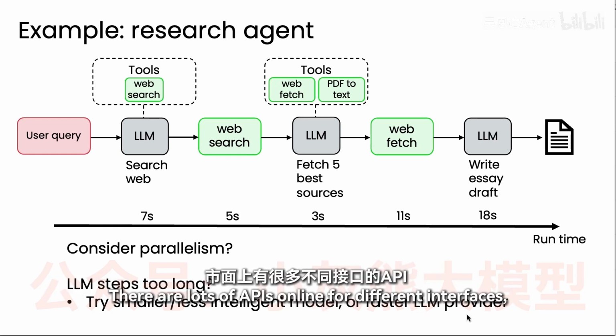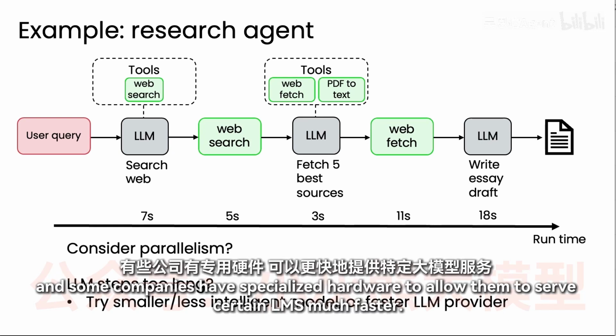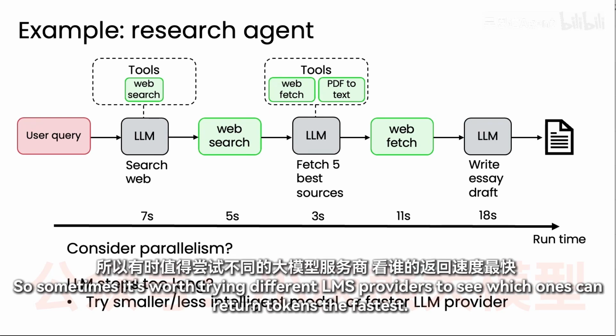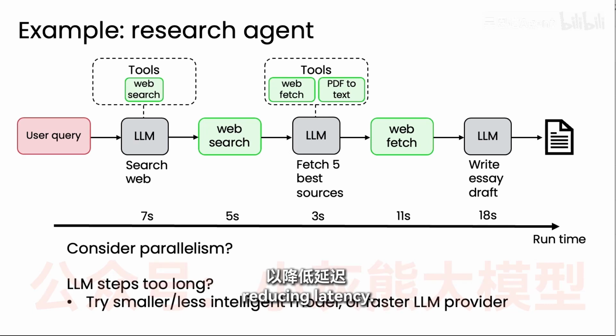There are lots of APIs online for different LLM interfaces, and some companies have specialized hardware that allows them to serve certain LLMs much faster. So sometimes it's worth trying different LLM providers to see which ones can return tokens the fastest. But at least doing this type of timing analysis can give you a sense of which components to focus on in terms of reducing latency.